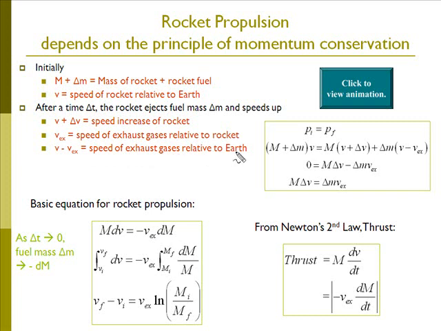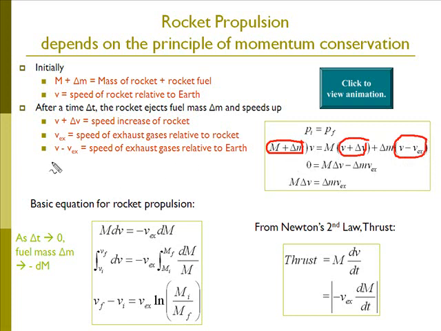All right, well, let's consider conservation of momentum. The initial momentum of the rocket is its mass times its velocity. The final momentum of the rocket is its mass times the increase in its velocity plus the amount of fuel times its speed relative to the Earth.